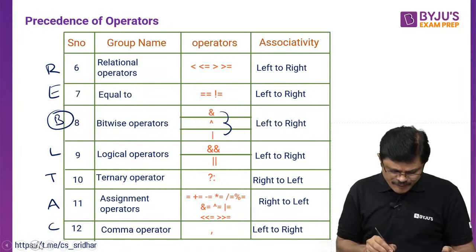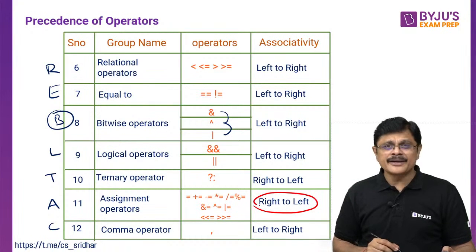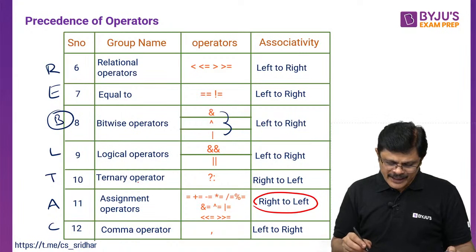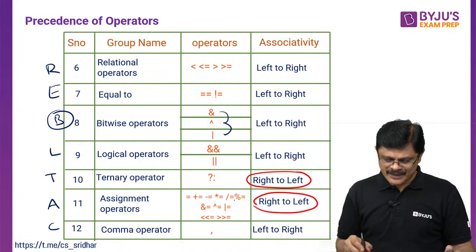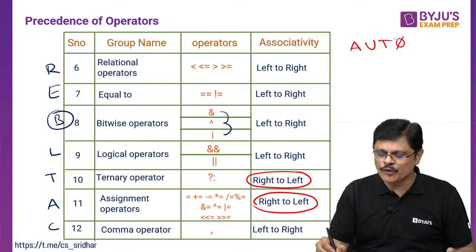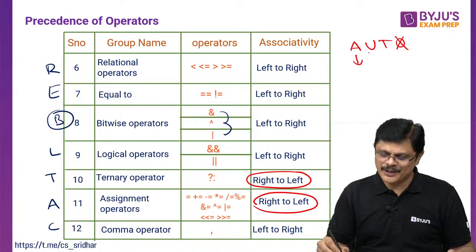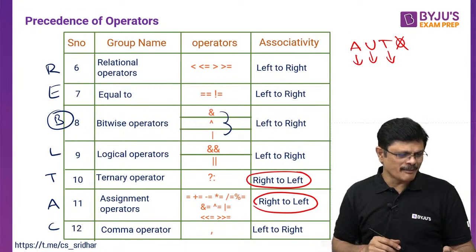And out of this, if you observe, assignment is right to left. Okay, assignment is right to left. Unary and ternary is right to left. Assignment, unary and ternary are right to left. So we generally remember them like AUT, O silent. A assignment, U unary, T ternary, auto. With that we try to remember that.